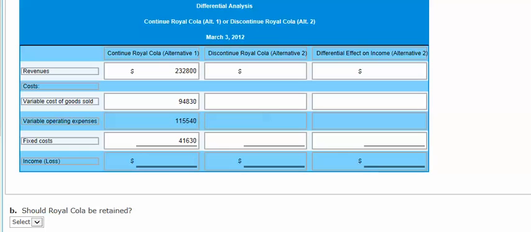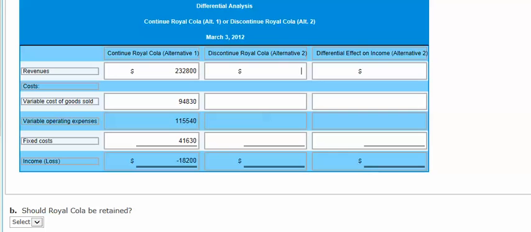So I'll take the 232,800 minus 94,830 minus 115,540 minus 41,630. I get a loss of 19,200. Okay?